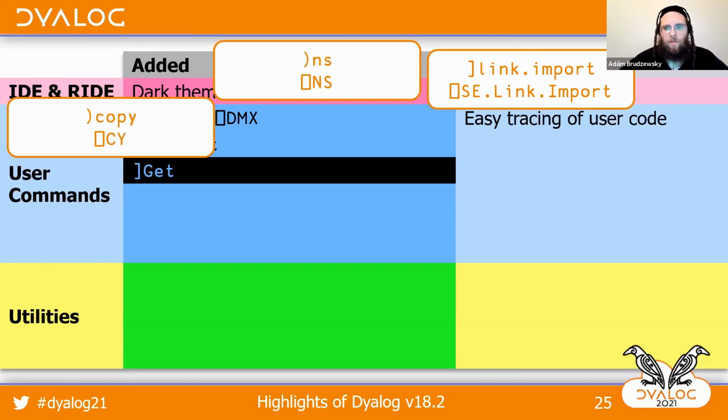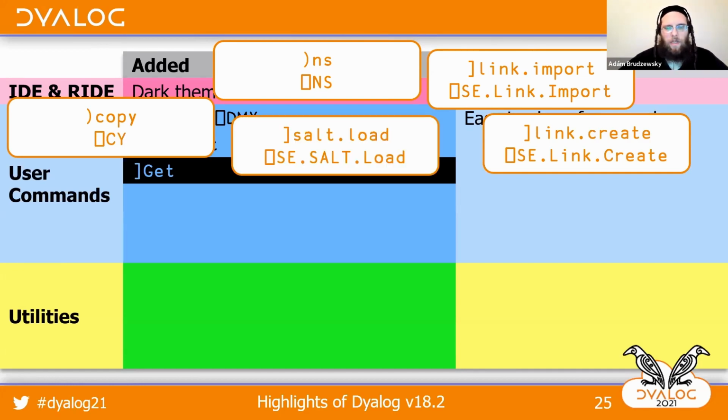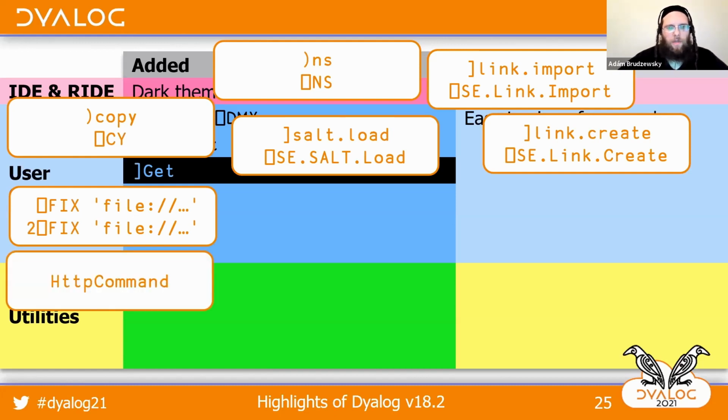So you'd use link import, except if you want to maintain synchronization between the things that you import and what's on disk, in which case you use link create. Actually, if it's some older thing, but still in text files, you might want to use SALT load, or you could just use quad fix, or was it 2 quad fix? Either way, it might be located online, in which case you have to download it. So just use HTTP command, which you have to remember to load using a SALT load there.